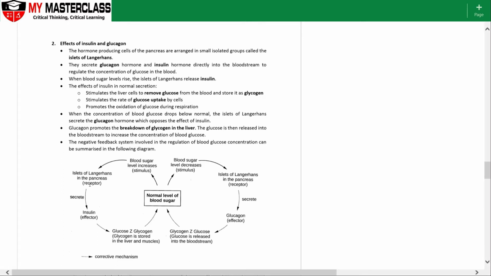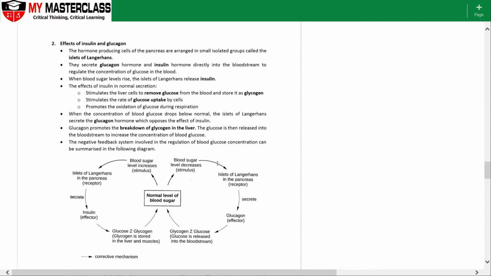So once insulin hormone is being secreted, you have conversion of your glucose to glycogen. Glycogen, being a polysaccharide, will be stored in the liver and muscles.